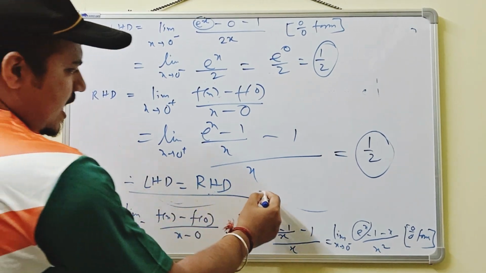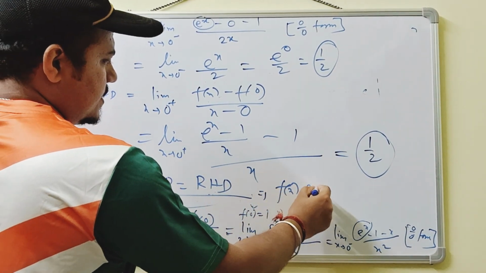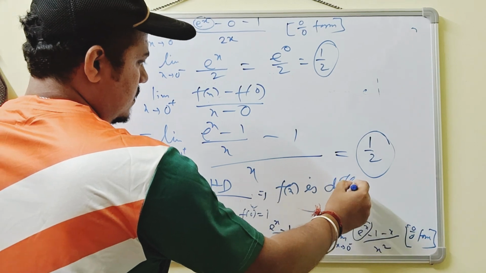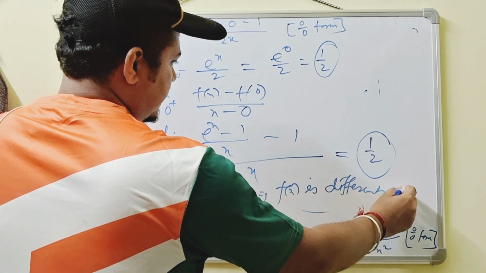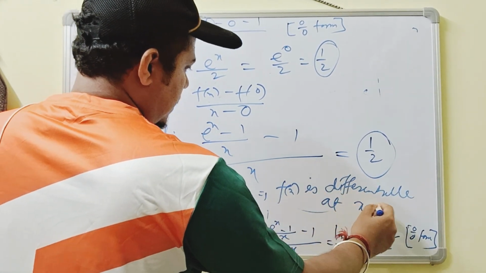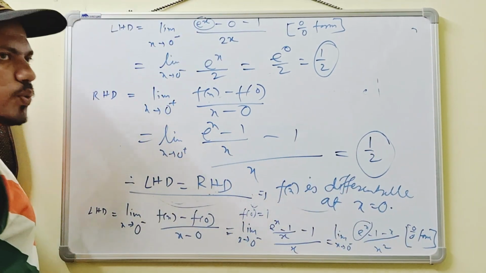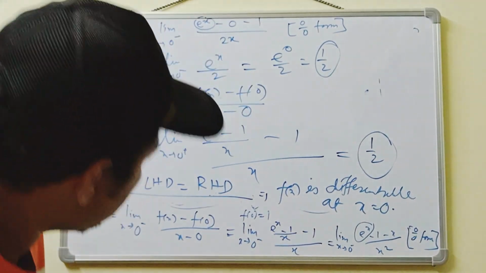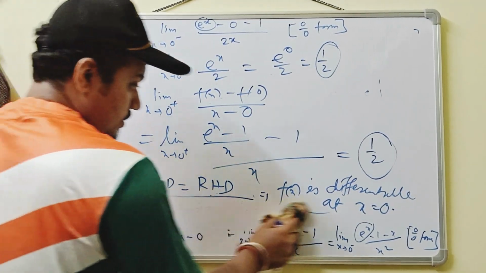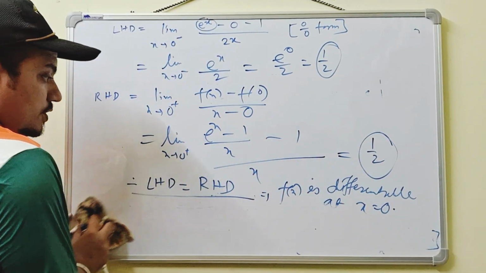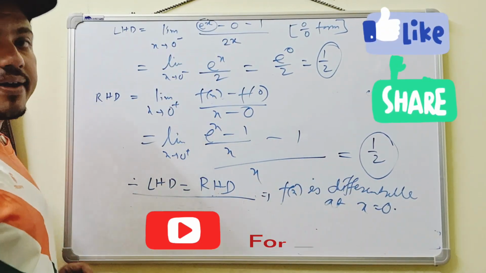That suggests that f(x) is differentiable at x equal to 0. In this way you can solve this type of problem, and this problem is very important for checking the differentiability condition.